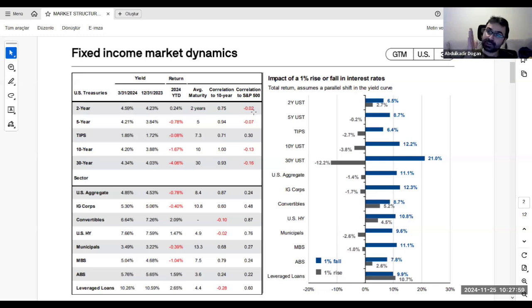Fixed income like treasury bills or government bonds are the risk-free asset. Okay, there is no risk in this type of investment. At the end of the session, you will get your initial investment at least.